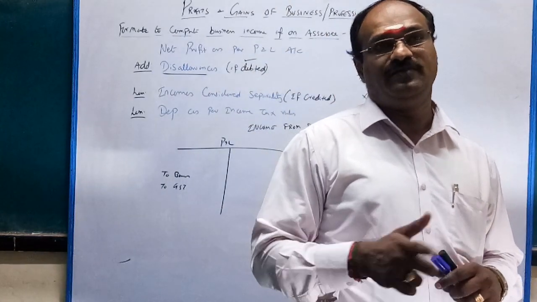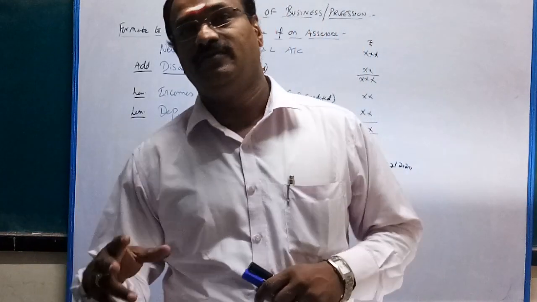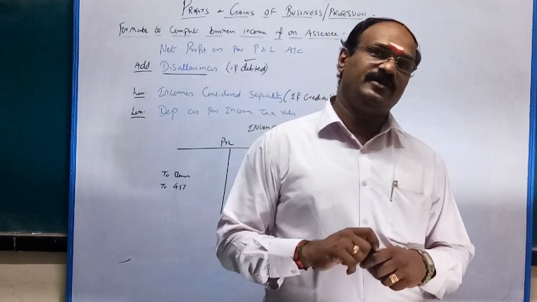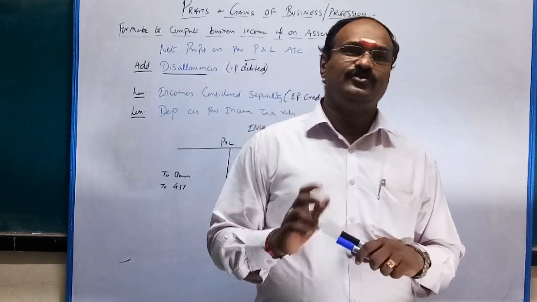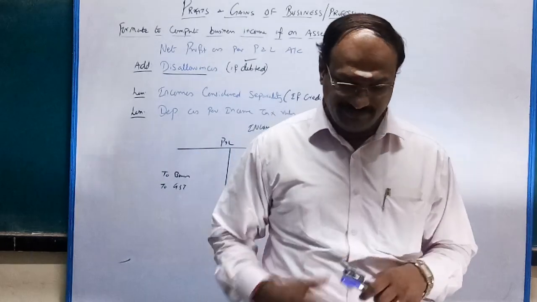Very important. Already we noted section 40A(3). Any payment exceeding 10,000 by way of cash or bearer cheque will be disallowed. Here also it is the same. If you purchase an asset by cash, then you cannot claim depreciation.